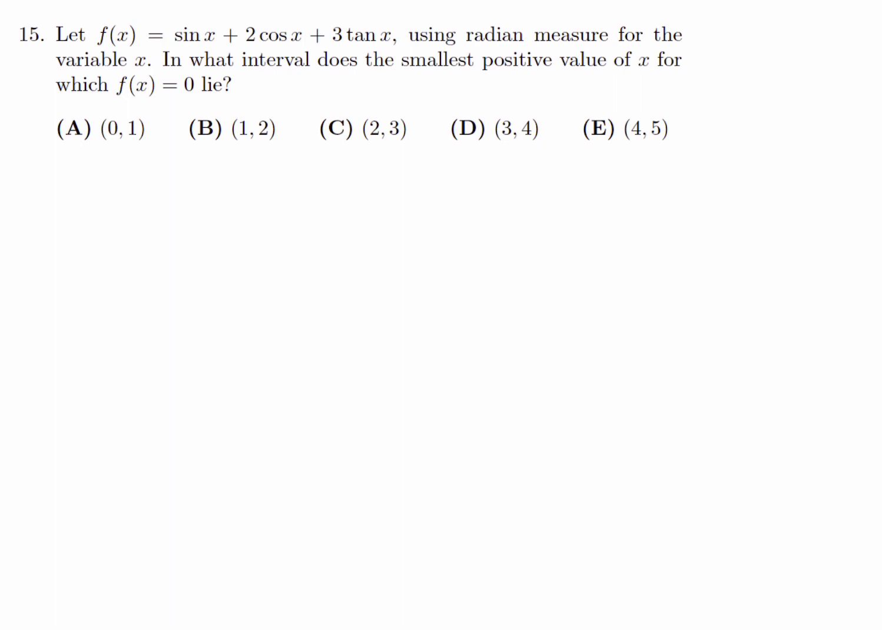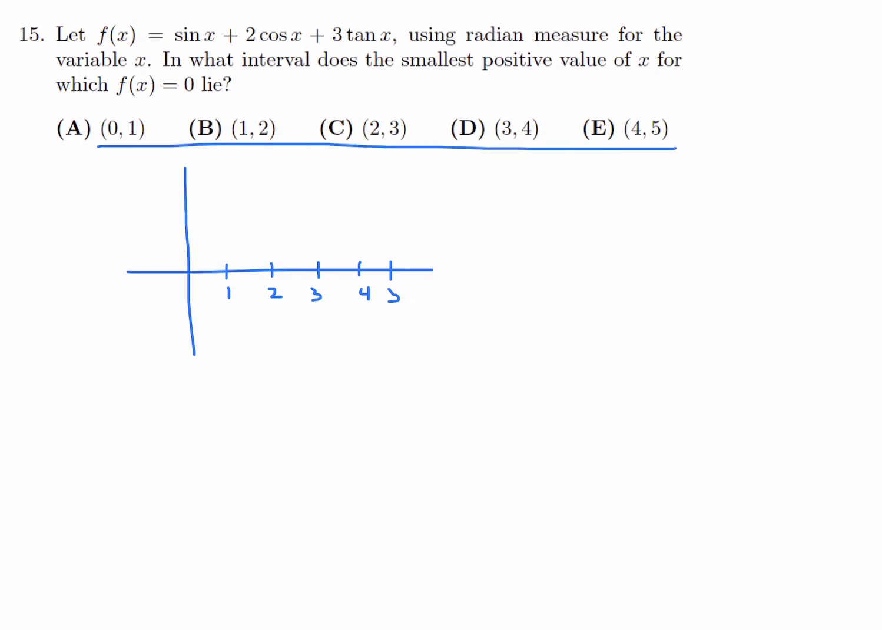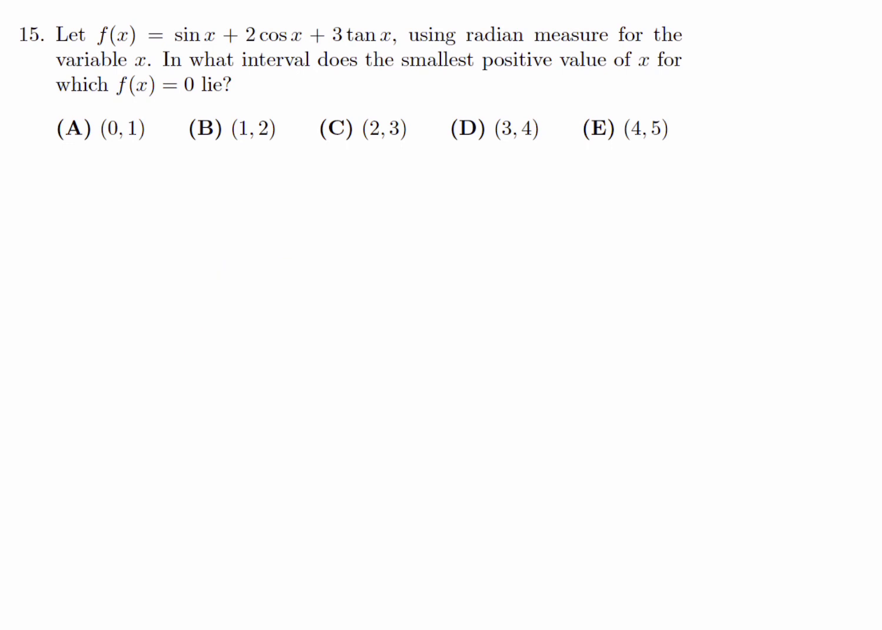Let f of x equal sine x plus 2 cos x plus 3 tan x, using radian measure for the variable x. In what interval does the smallest positive value of x for which f of x equals 0 lie? Well, I graphed it using some basics. I just used 1, 2, 3, 4, 5, since the range only goes up to 5. And for each of these, I plotted a radian measure and got very approximate values to figure out the graph. And the graph of this function looks like the following.